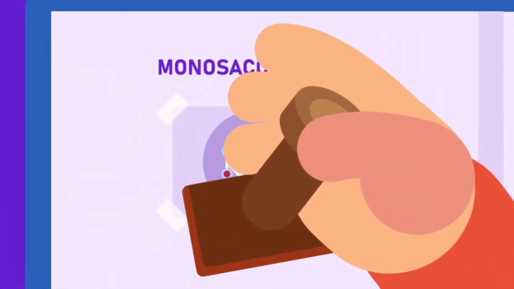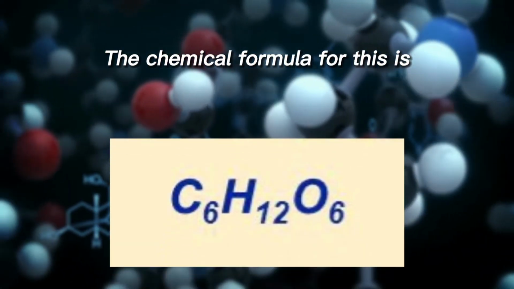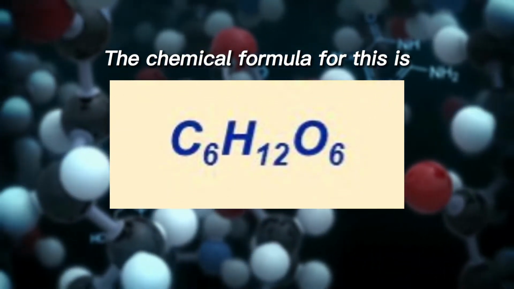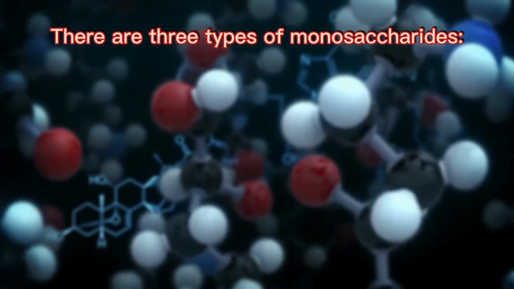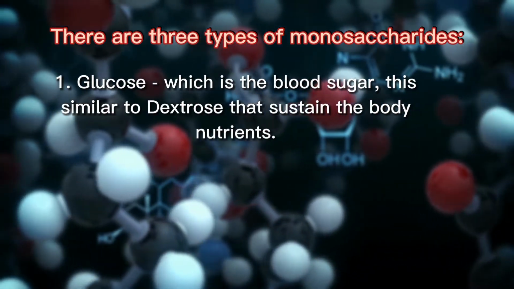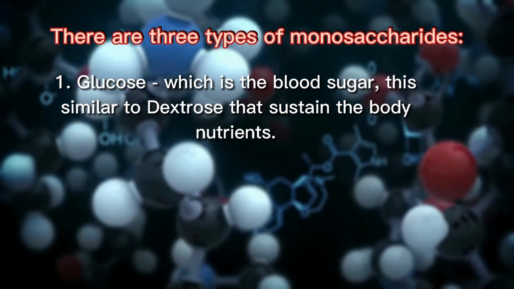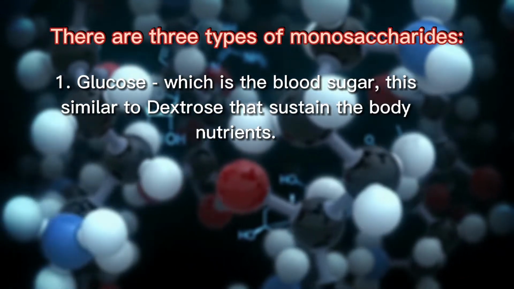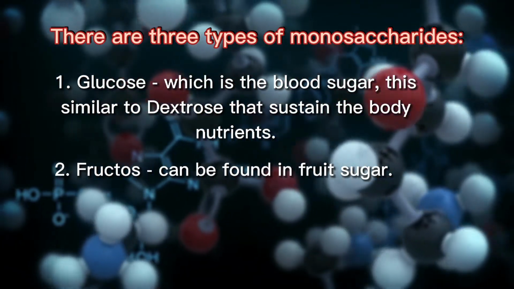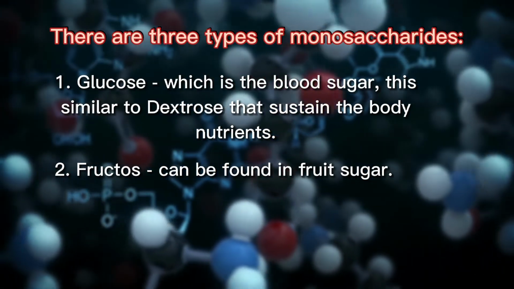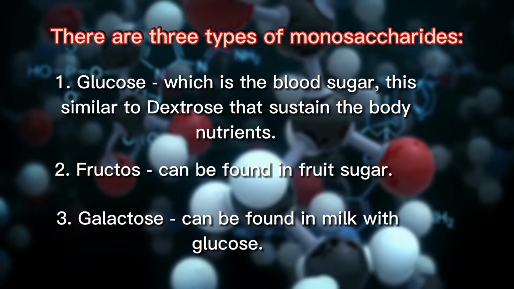Monosaccharides is a simple sugar. The chemical formula for this is C6H12O6. There are three types of monosaccharides. First is glucose, which is the blood sugar. This is similar to dextrose that sustains the body's nutrients. Second is fructose. Fructose can be found in fruit sugar. And the third one is galactose. Galactose is found in milk with glucose.